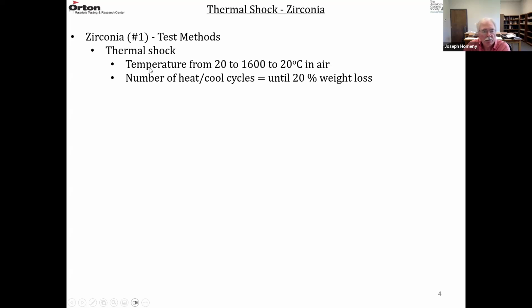So the type of thermal shock cycle they used, they started at room temperature, rapid heating to 1600 degrees C, and then rapid cooling to 20 degrees C in an air environment. So this was a heating and cooling cycle, heating at 1600, cooling to room temperature. And the number of heating and cooling cycles was a function of the weight loss. So they kept heating and cooling until they reached a 20% weight loss.